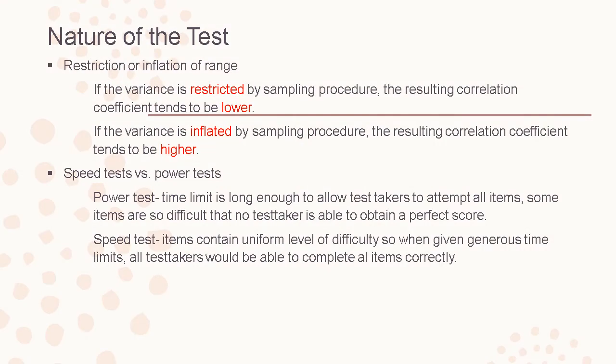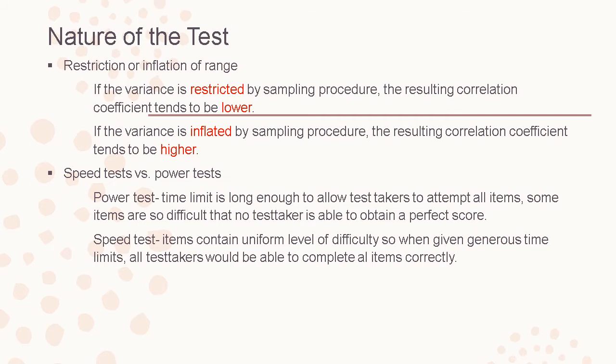Restriction or inflation of range. If the variance is restricted by the sampling procedure, the resulting correlation coefficient tends to be lower. If the variance is inflated by the sampling procedure, the resulting correlation coefficient tends to be higher.